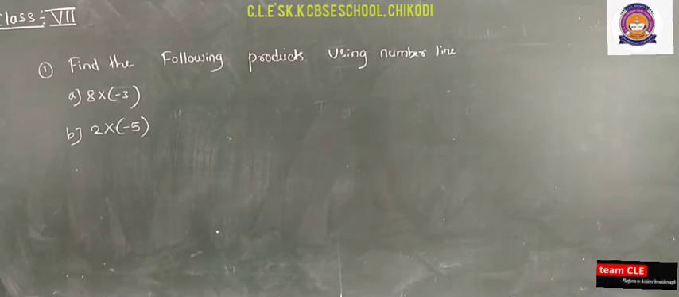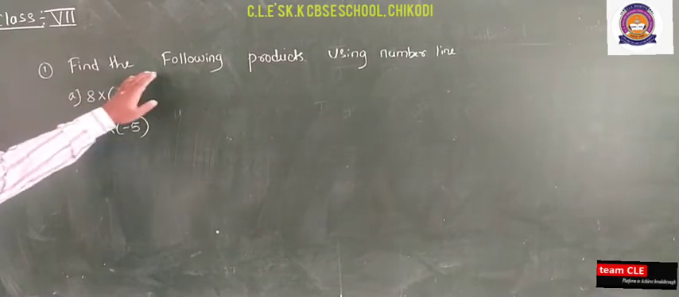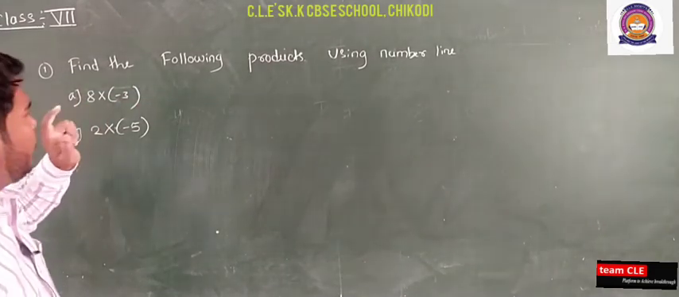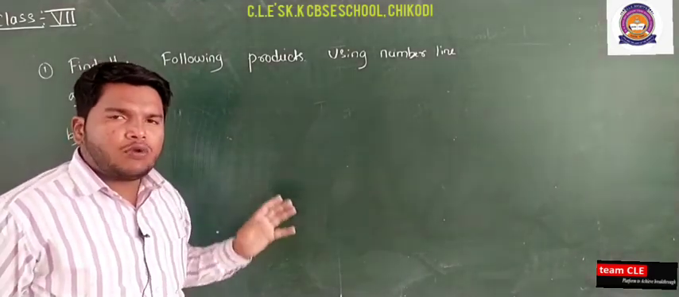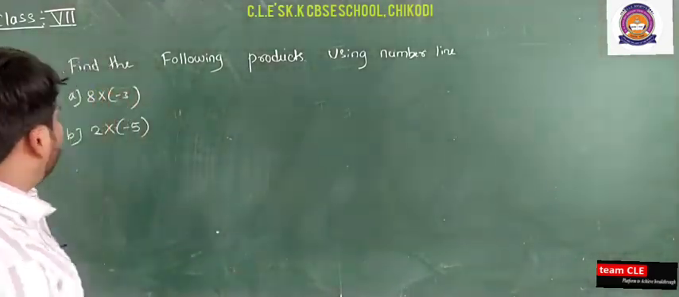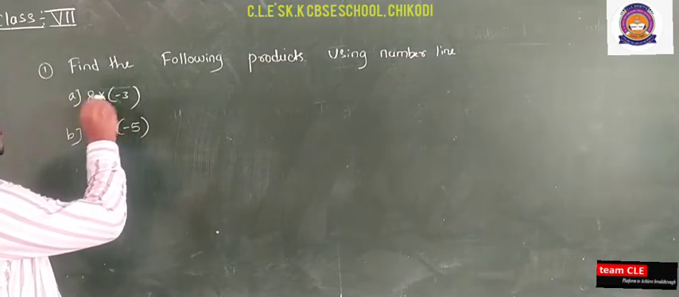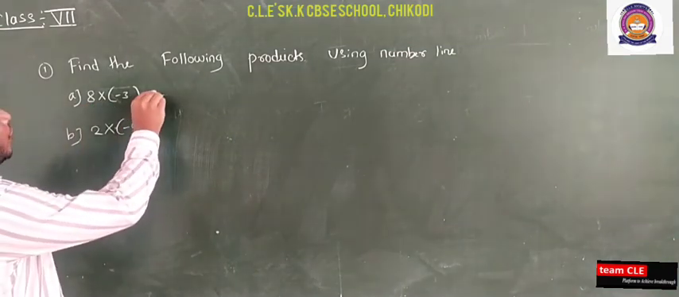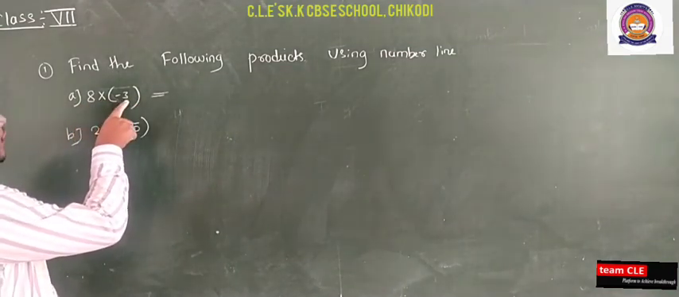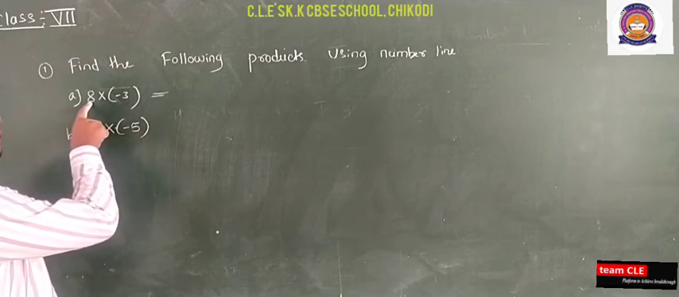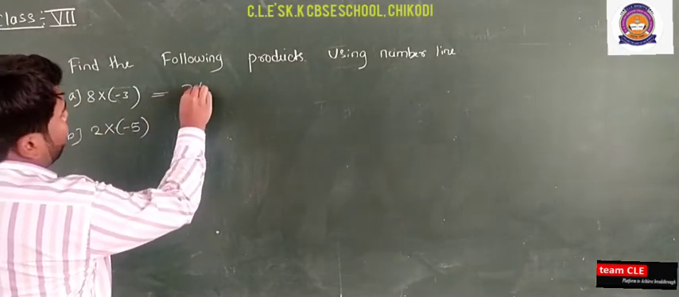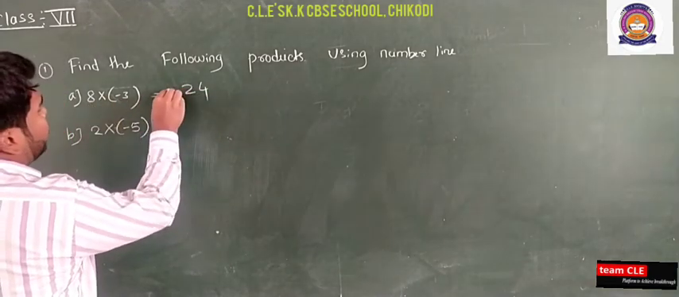So now study one more concept, that is, find the following products using a number line. So first example, it is 8 into minus 3. First you write the product. This is a positive integer, this is a negative integer. So you know the 8 table. 8 3s are 24. Plus into minus is minus.